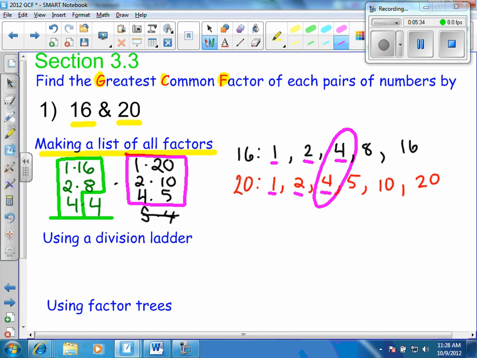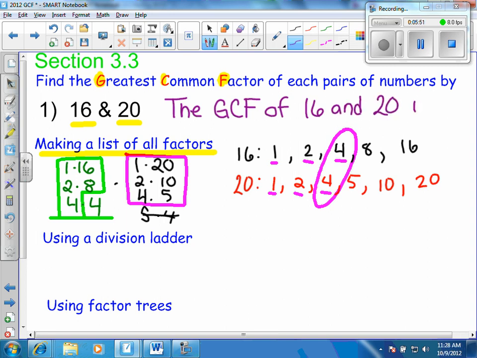There's lots of different people in the room, so usually different methods help different learners. So we're going to go through more than one way. But for the final answer, after you do all that work, you would then write your answer and say the GCF, or the greatest common factor, of 16 and 20 is, what is it? 4. And that's your answer.